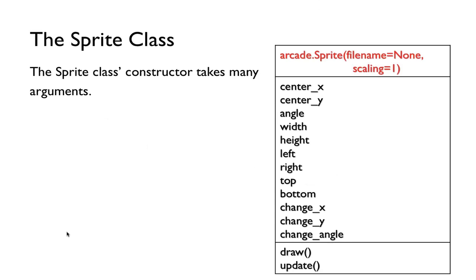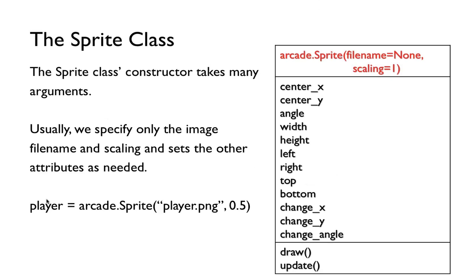To create a sprite object, the Sprite class constructor takes many arguments, but typically we specify the file name and then the scaling. For example, if I say player = arcade.Sprite("player.png", 0.5), where player.png is an image, then 0.5 means that I'm going to take the original dimension and scale it down by half. The other features that you see on the right here, which we'll go over in the lecture, we can specify as needed. So let's go through each of these attributes.